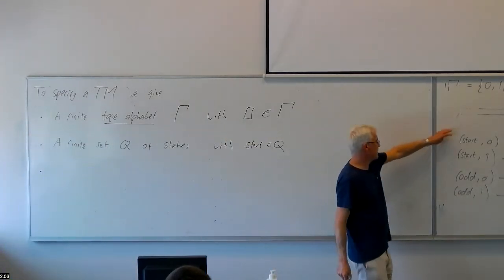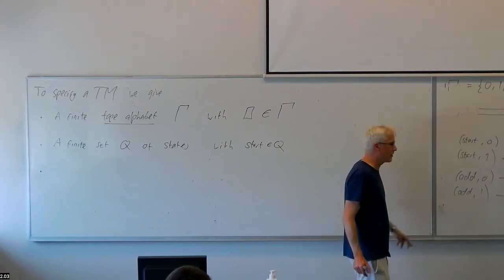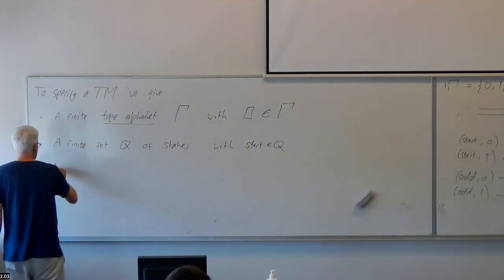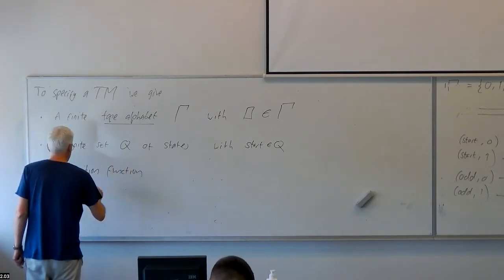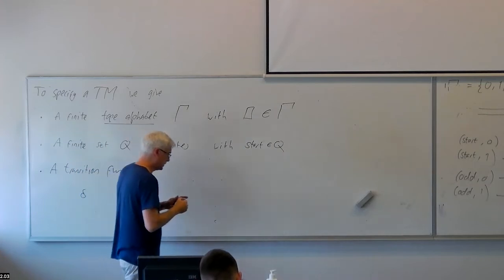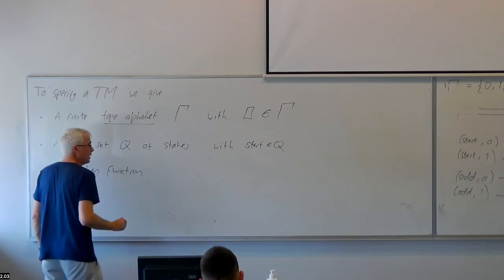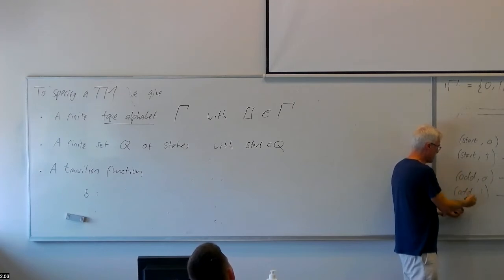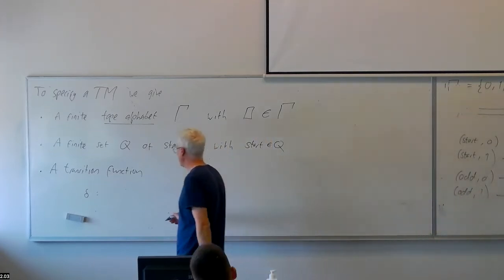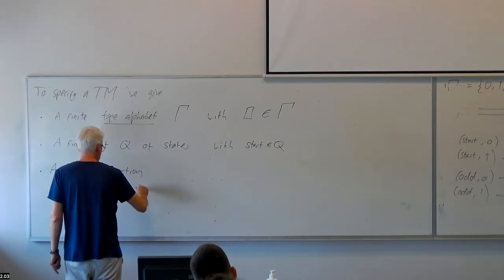The third piece of information is what's given in this table of instructions, which is called the transition function. This is called delta. It's a very poor delta, so I'll write it again. This is called delta, and this is a function that takes as its input a pair: the state you're in together with the tape symbol you're reading. So the domain of the function is pairs consisting of states and tape symbols.